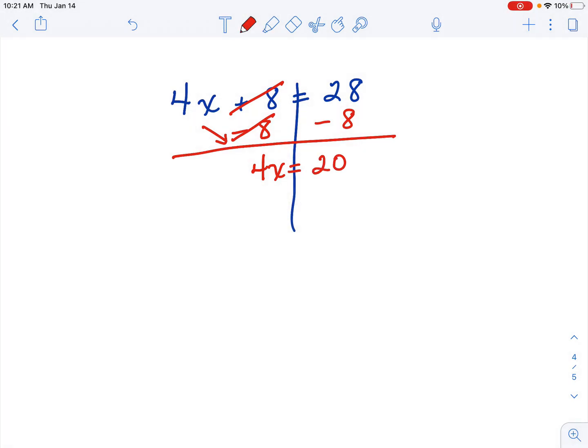Is 20. Now, this side by side here that you have, side by side means to multiply. So you're going to do the opposite. Instead of multiplying by 4, you're going to divide by 4. Whatever you do to one side, you do to the other. So you're going to divide by 4. These cancel out. There's that x by itself. Then on the right side, you're going to do the math. 20 divided by 4 is 5. And there is your answer.